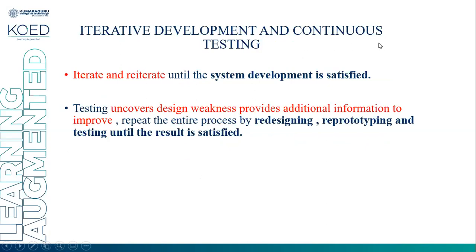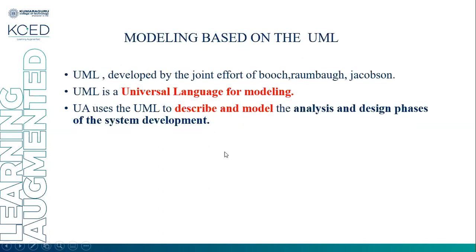Iterative development and continuous testing. Iterate and refine until the system development is satisfied. This is an iterative process. You have to iterate and refine until the system development is satisfied. You have to go back and forth between the object-oriented analysis, design, as well as testing. Testing uncovers the design weakness and provides additional information to improve. Repeat the entire process by designing, re-prototyping, and testing until the result is satisfied.